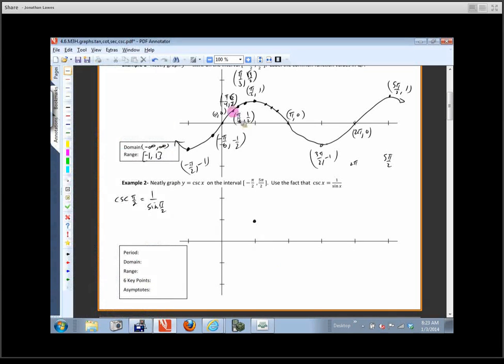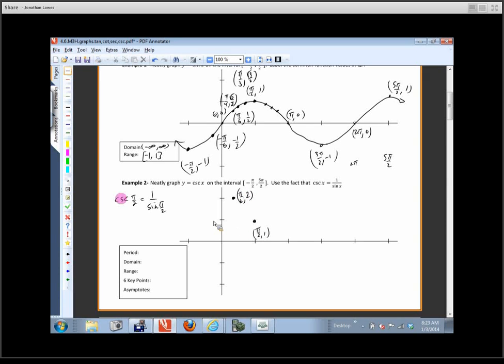Okay, let's take this value right here, pi 6. What's the reciprocal of this one? It'd be 2, right? So if I come straight down here and I'm at pi 6, the value on cosecant should be 2. So this would be pi halves comma 1. This right here would be pi 6 comma 2.